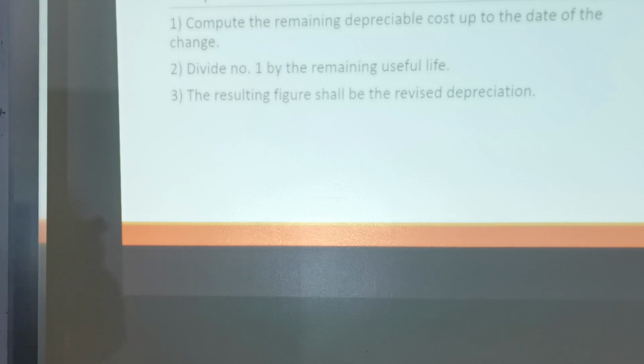Say, for example, the asset was purchased in 2019 and management has made a change in 2020. So compute the depreciable cost as of the date of change. If that is January 1, then January 1, 2020, so there's already an accumulated depreciation for 1 year. Now, divide your remaining depreciable cost by the remaining useful life. This remaining useful life can be very tricky because of how it's given in the exam. The exam can give you the total life since the purchase, in which case you have to deduct the expired or used portion. It can also give you the remaining useful life, and you have no problem with that. The resulting figure shall be the revised depreciation.